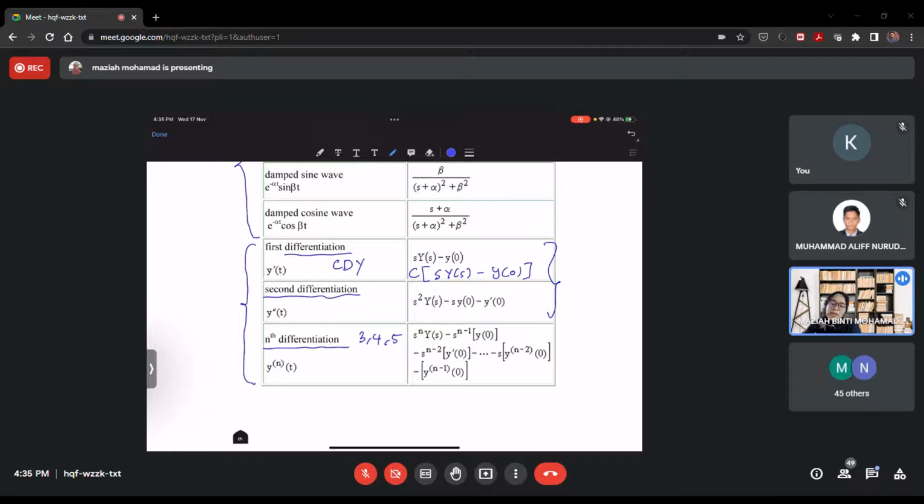Similar to the second differentiation, you have m d square. So you have m multiply with s square, m d square y. Let's say m d square x naught, so s square x naught(s) minus s x naught(0) minus x naught prime(0). So any second differentiation or first differentiation term will be converted into Laplace using this function here. And this is for higher order.